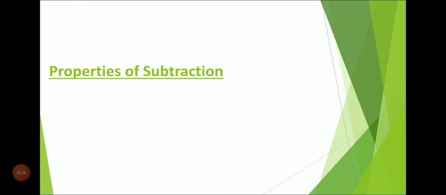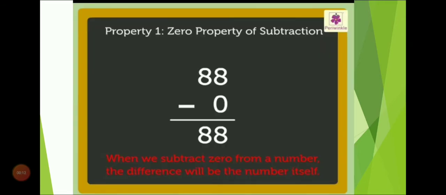Students, now let us know about different properties of subtraction. Property 1. Zero property of subtraction. In this property, 0 is always taken as the subtrahend. When we subtract 0 from a number, the difference will be the number itself. When we subtract 0 from 88, we get the difference 88. So it means when we subtract 0 from a number, the difference will be the number itself.